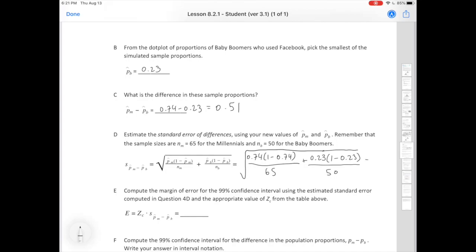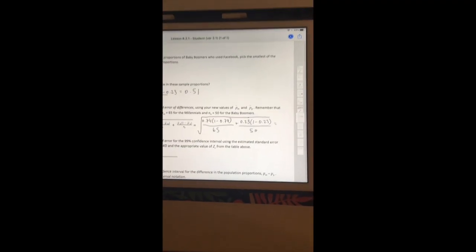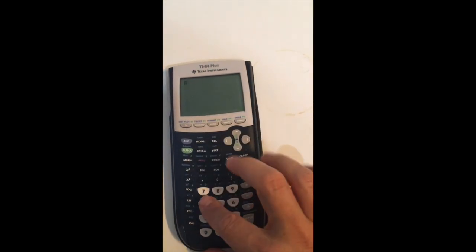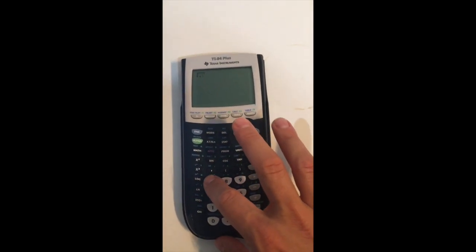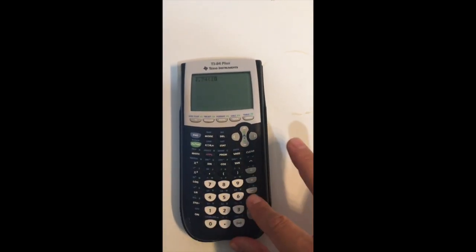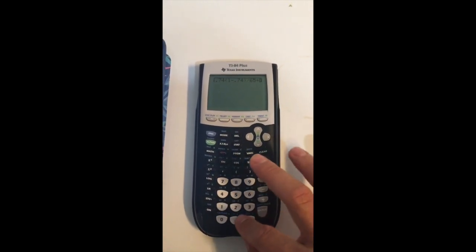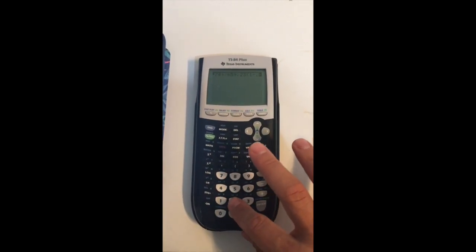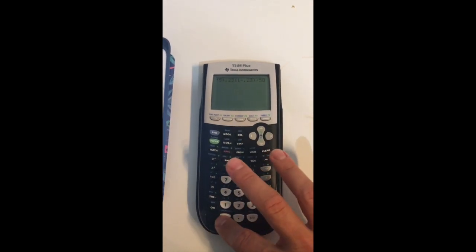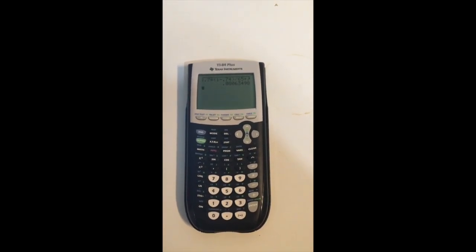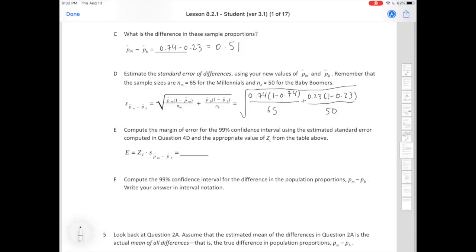Okay, so let's see what we get on our calculator. So I'm going to go over to my calculator. This is going to be second square root, and then I have 0.74 times 1 minus 0.74 divided by 65 plus 0.23 times 1 minus 0.23 divided by 50. Put all that in, hit enter, and we get 0.081 if we round it. So this is equal to 0.081.